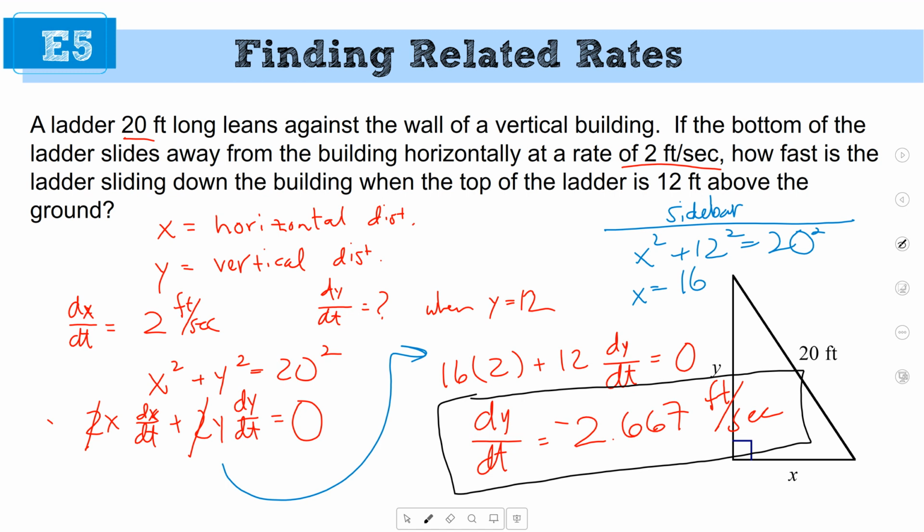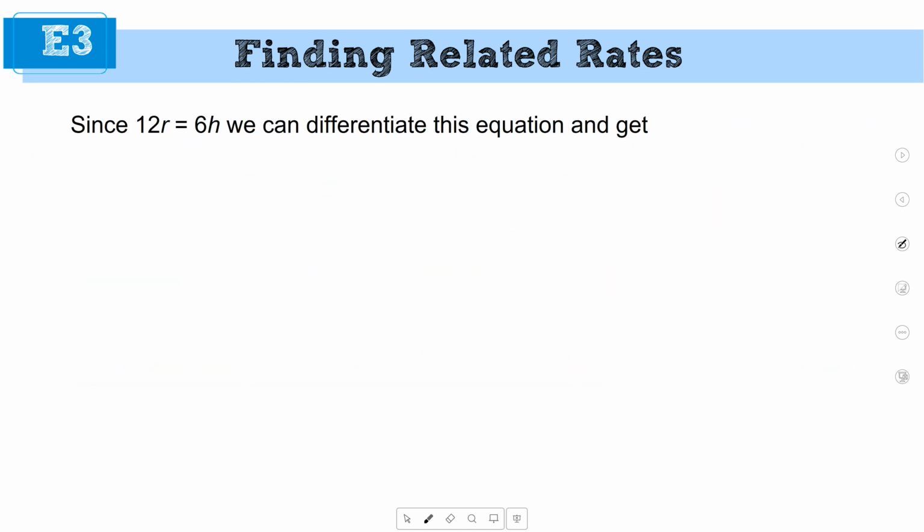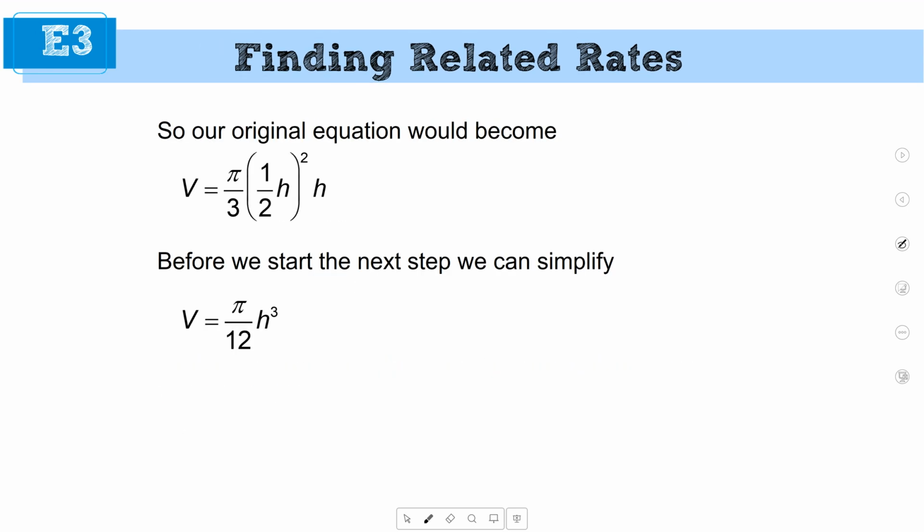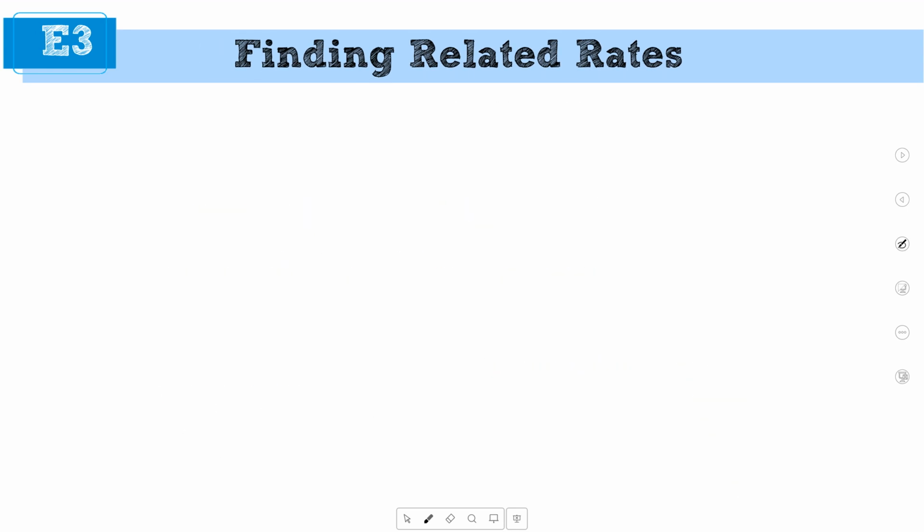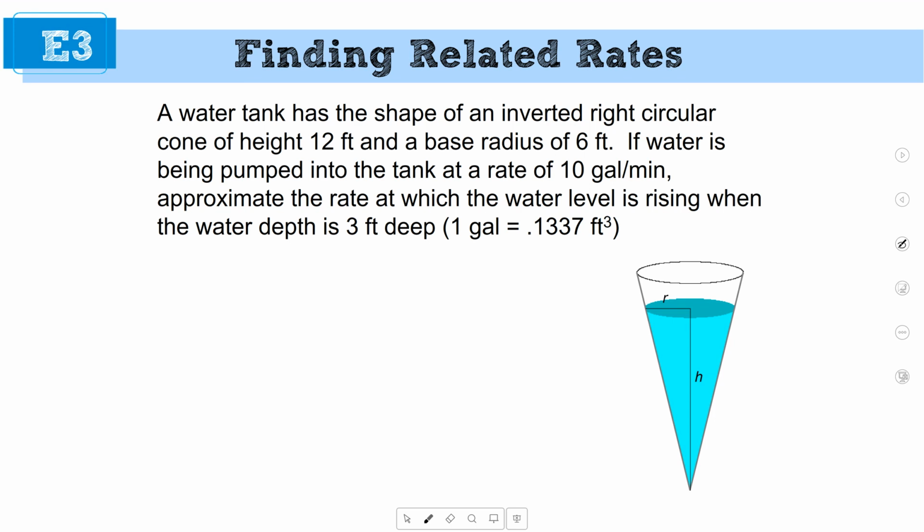Okay, let's ramp it up a little bit. And we'll go back to this guy. So we have an inverted conical right circular cone that's being filled with water. It's 12 feet high, 12 feet high, 6 feet radius. And then we've got some other information that we'll get to in a second.